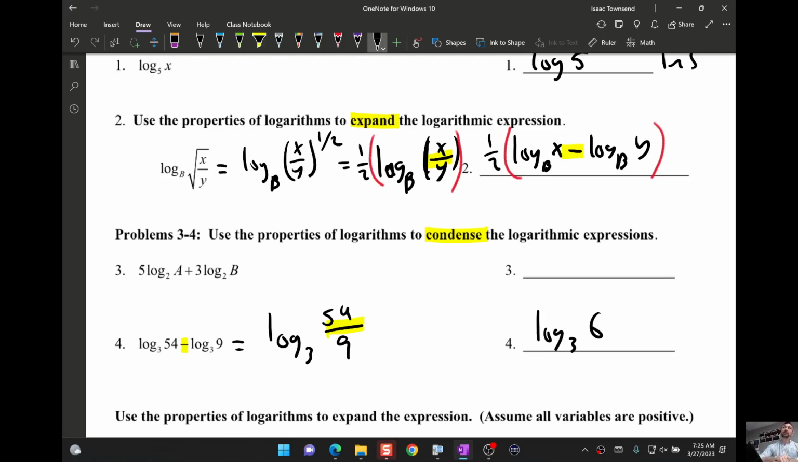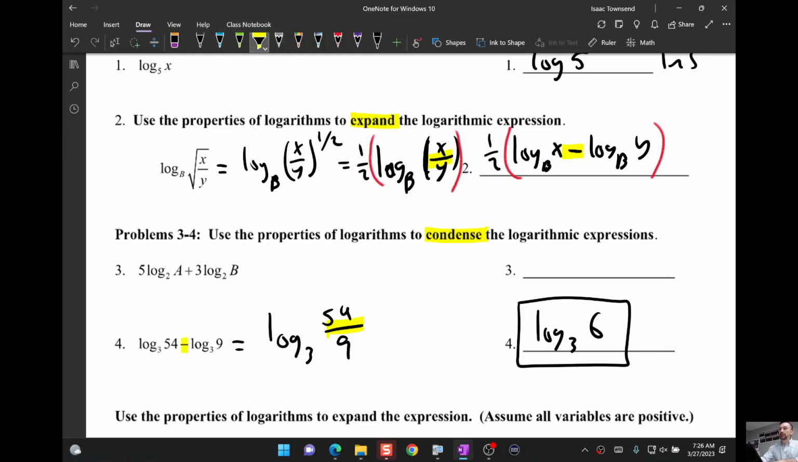Guess we might as well write that. Now be careful not to say that this is 2. This doesn't equal 2. Remember, this is 3 to what power gives you 6. So we can't do anything else with that. So division can expand to subtraction. Subtraction can condense to division. It's the same thing, opposite directions, so opposite operation.